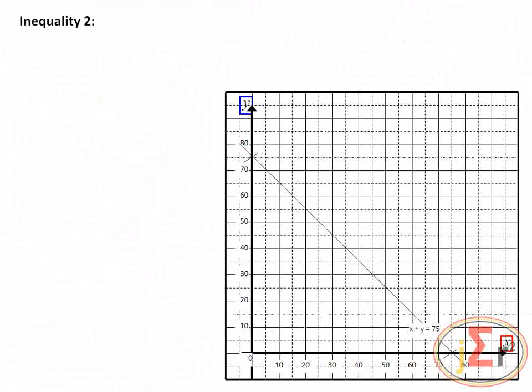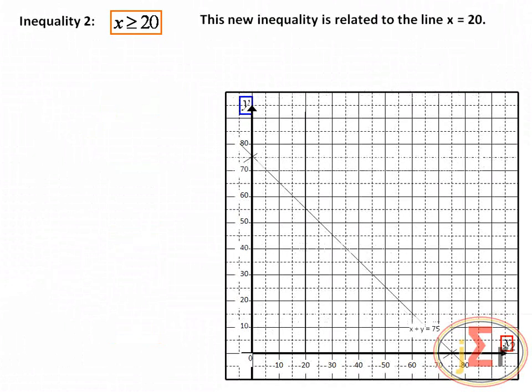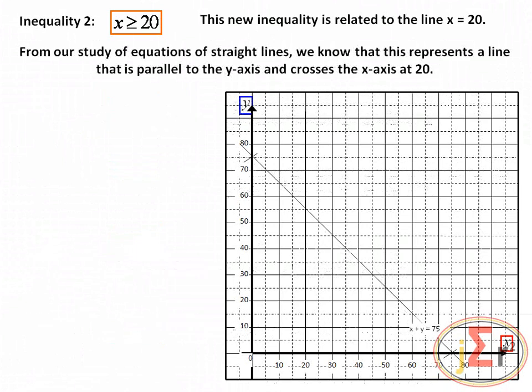So we have another one, inequality 2. X is greater than or equal to 20. This new inequality is related to the line x is equal to 20. From our study of equation of a straight line, we know that this represents a line that is parallel to the y-axis and crosses the x-axis at 20. So the line is going to be right here. That is our line, x is equal to 20.